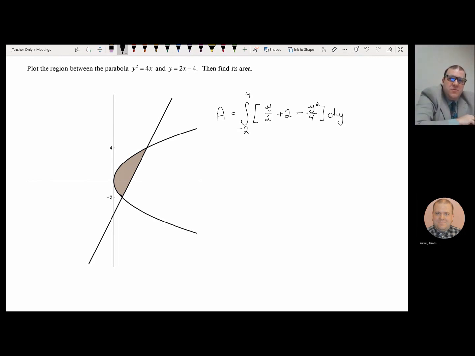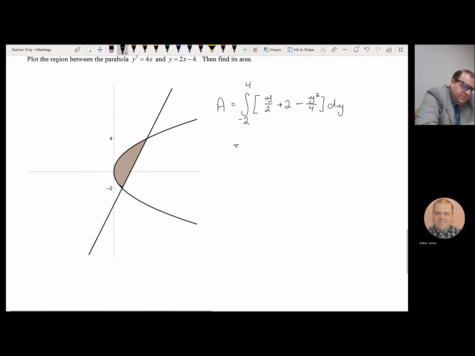But don't worry about that. When you're doing with respect to y, it's read left to right. So right is larger. Right, so this is the upper bound. And this would be the lower bound, right? And again, this should be a fairly simple integral to evaluate.